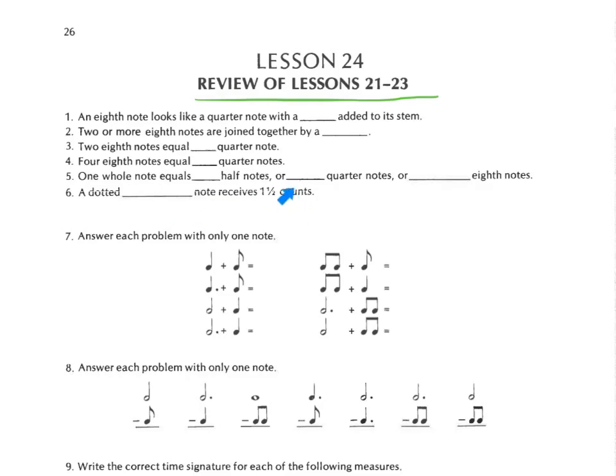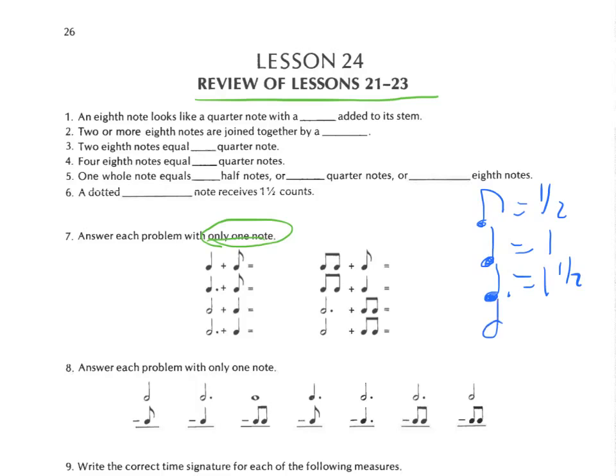If I remember correctly, that answer is going to be in lesson 23. All right, for number 7, you have to answer with just 1 note. So, to help you just a little bit, remember, an eighth note equals 1/2 beat. Quarter note equals 1. Dotted quarter note equals 1 and 1/2. A half note equals 2.